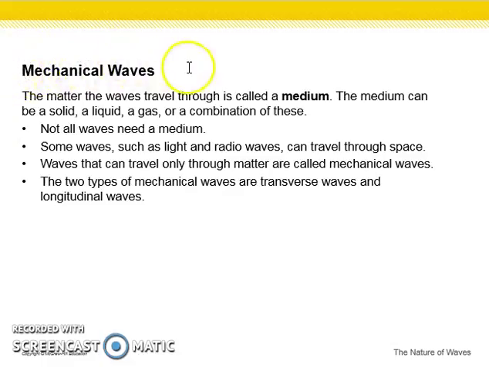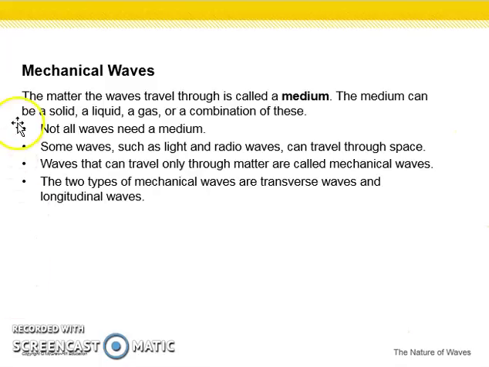The next heading, mechanical waves. So what is a medium? Notice we have a vocabulary word. It's the matter the waves travel through. So the medium can be a lot of different things. It can be a solid, a liquid, a gas, or it can be a combination of those things.